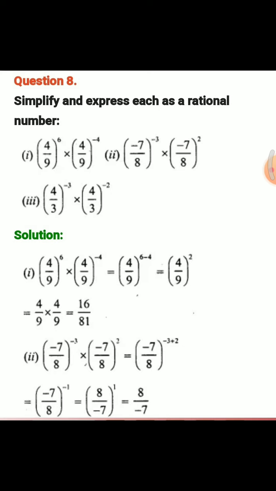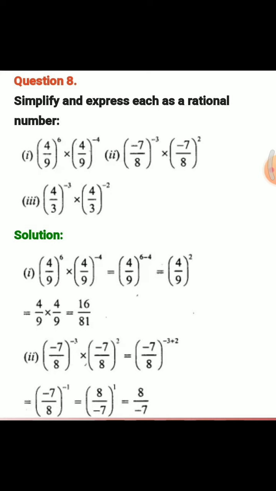Next question, question number 8. Simplify and express it as a rational number. 4 by 9 power 6 multiplied by 4 by 9 power minus 4. After that you see here the base is equal, so the powers will be added. So 4 by 9 power 6 plus minus 4, 6 minus 4 equal to 2. So 4 by 9 power 2. After that you multiply 4 multiplied by 4 by 9 multiplied by 9. 4 4s are 16 and 9 9s are 81.